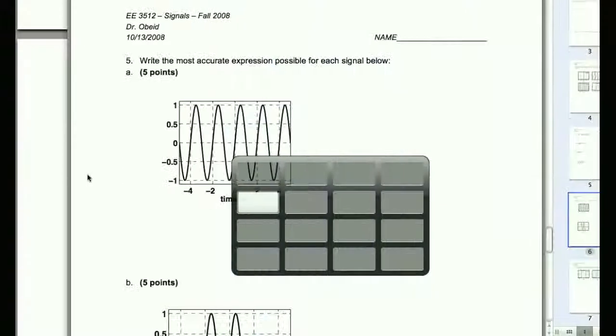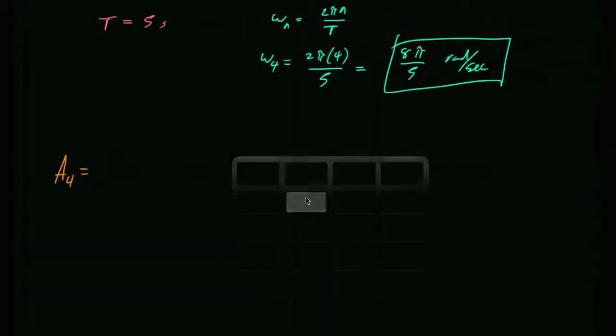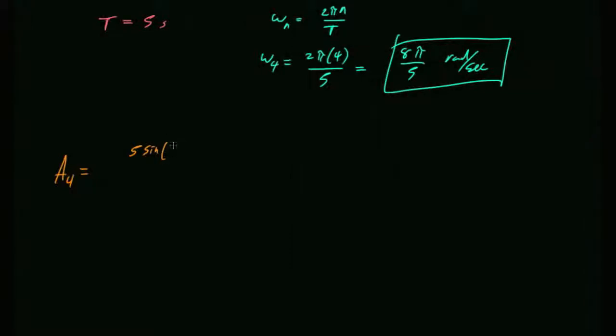So it's going to be 5 sine 8 pi over 5, right? So let's see. 5 sine 8 pi over 5 over 2j, minus 1 over j pi times 4, with the first term over pi n squared, so 4 pi squared.